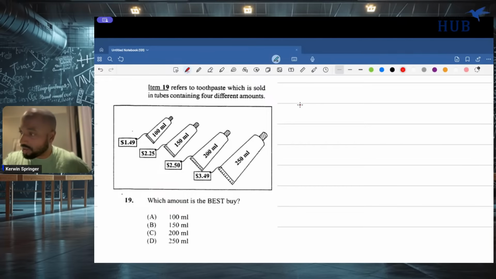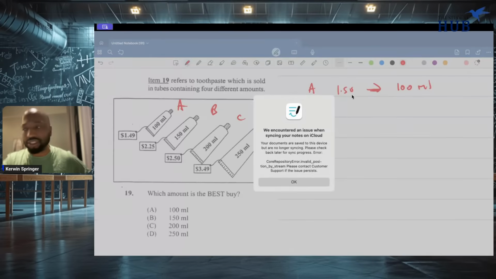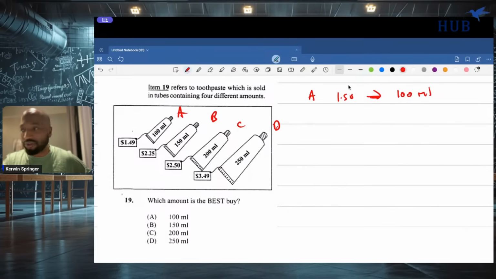Let me see, they call these A, B, C, D, right? So for A, we have $1.50 and you get 100 milliliters. Take this up to a common number, maybe 10 or 15. Let me see, 15 might be good for you. So if I had $15, I'd multiply by 10 and get 1,000 milliliters.